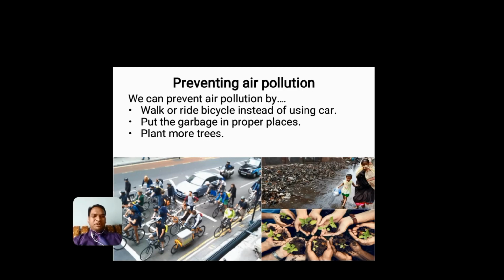Then how can we prevent this air pollution? Because air pollution is very bad for our life and also for the environment. So how can we prevent it? There are some ways we need to follow. So let's see. We can prevent air pollution by walking or riding a bicycle instead of using a car. If we use a car, then it pollutes the air with the black smoke of the car. So instead of using a car, if we ride a bicycle or we walk, then we can reduce it.